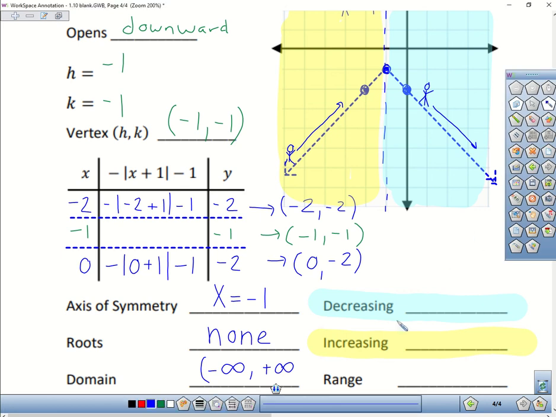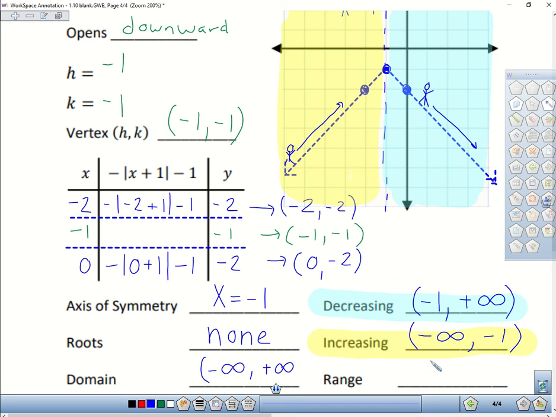Okay? Because you're always reading it from left to right. So it's going up for a while and then it comes down. It's like a mountain. So it's decreasing from -1 to positive infinity, and it's increasing from negative infinity to -1. Does that make sense? Okay.